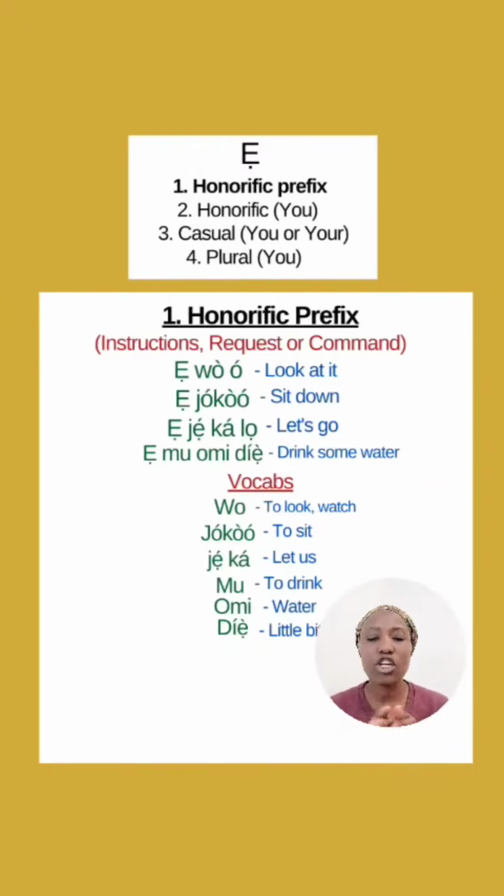Ká is the contraction of the word kí and a. Kí and a. So a is we or us. Jẹ́, ká. So when it's contracted together, kí a becomes ká. So we have jẹ́ ká, let us do something. All right. So jẹ́ ká lọ, let us go, let us sleep, let us stand up. Jẹ́ ká dìde.